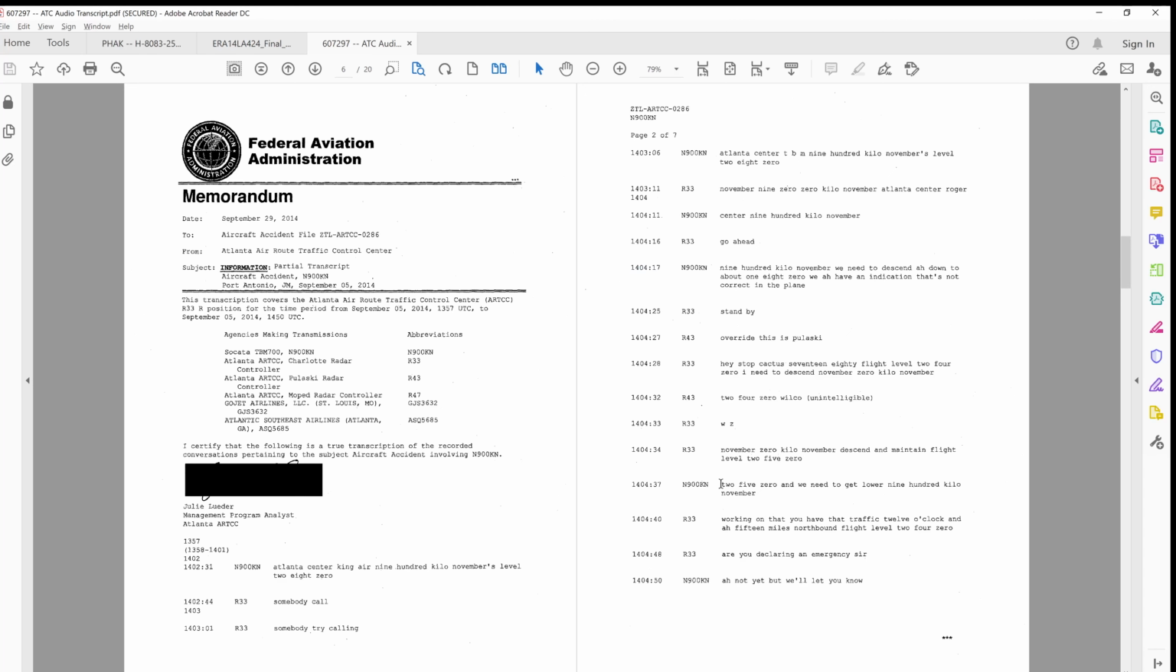And so this is when that pilot reads back 250, but we need to get lower, 900 Kilo November. This is only 20 seconds or so after that initial request for lower, so this actually can happen pretty quick. The controller responds, working on that. There is traffic, and so he says, are you declaring an emergency? Not yet, but we'll let you know.